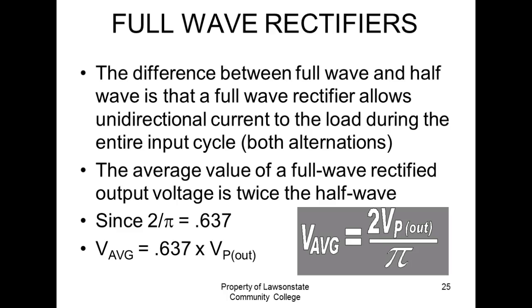What we're going to do with our full wave rectifiers is somehow take the other alternation that we're not using and steer it to the same side. If I've got a negative power supply, we're going to steer the negative up to the top. If we've got a positive power supply, we're going to steer the positive down to the bottom.